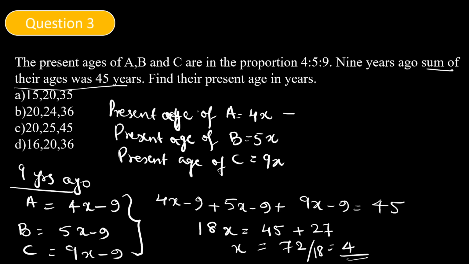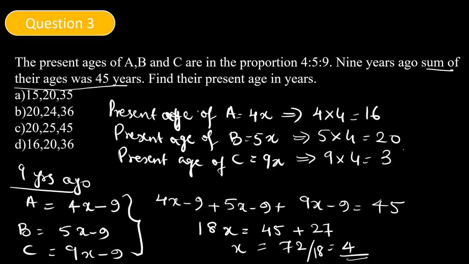Now what is the age of A? x is 4. Therefore the age of A is 4 into 4, that is 16. The age of B is 5 into 4, which is equal to 20. And the age of C is 9 into 4, that is equal to 36. So the correct option is option D.